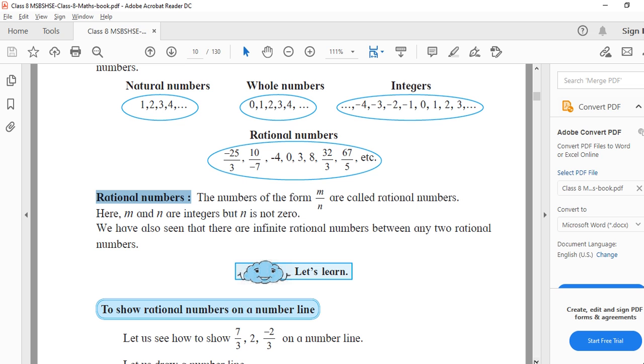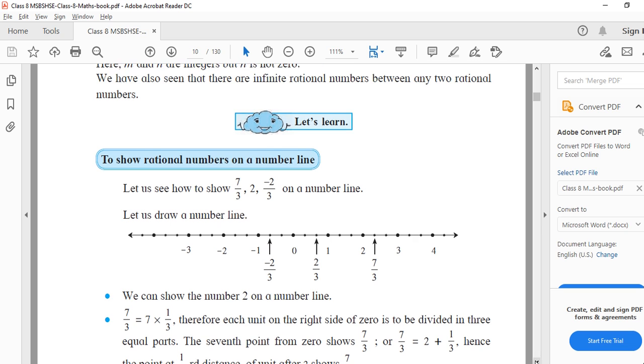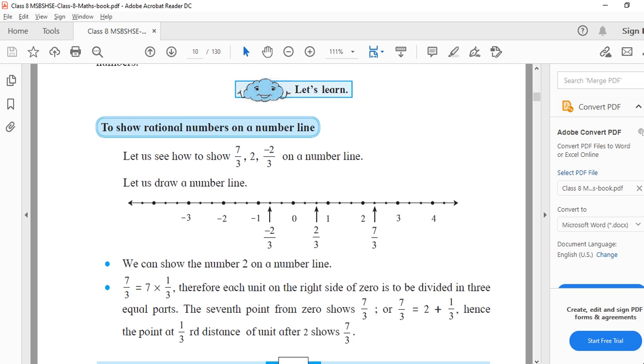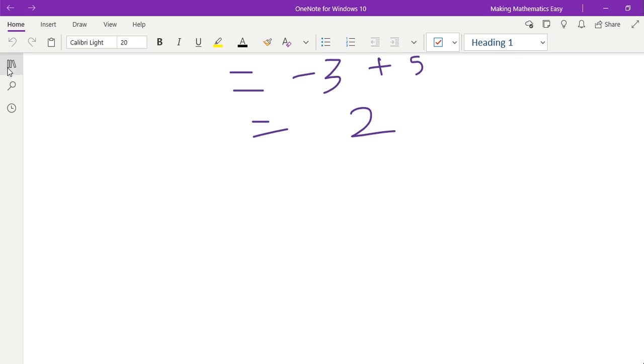Okay, now let's move on. Now let us understand what is number line. This you would have already studied in your previous class syllabus.